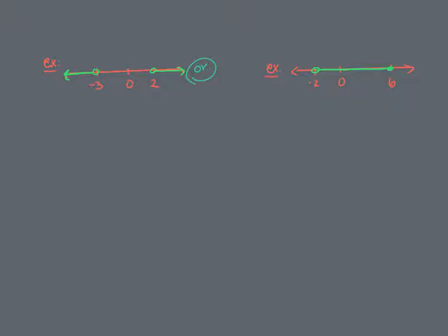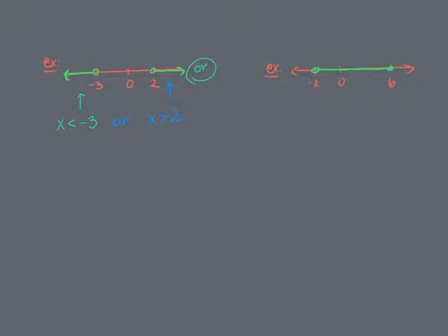When I write this, I'm going to take each piece by itself. If I start here on the left, this says all numbers less than negative 3. So I would write x less than negative 3. On the right-hand side, it says all numbers greater than 2, so this is x greater than 2. And then I write an or in between. So it is x less than negative 3 or x greater than 2.